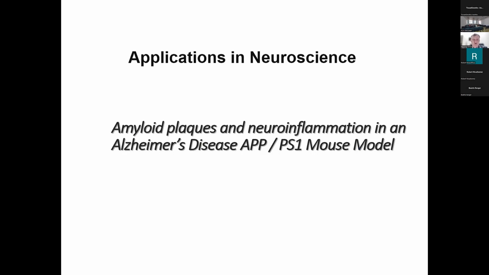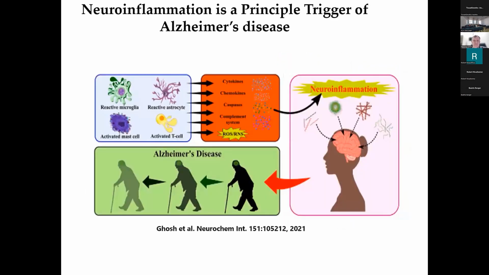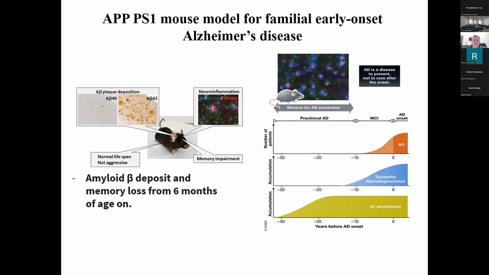For this, we use the APP-PS1 mouse model. This APP-PS1 model basically has two mutations, and it's a model for early onset Alzheimer's disease. What you can see here is that you have plaque deposition, and you also have the features of neuroinflammation. The idea of this model is that you can study alterations in behavior, and you can also study all the pathological alterations that you see, such as inflammation, plaque formation, neurodegeneration, and cell death.